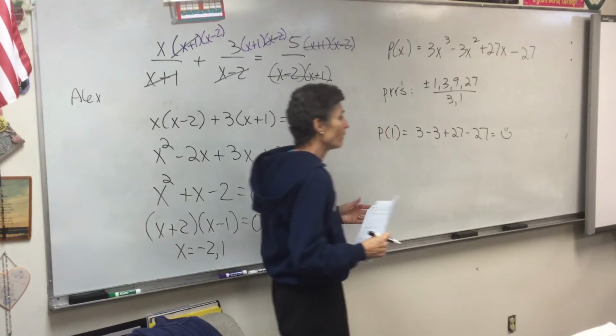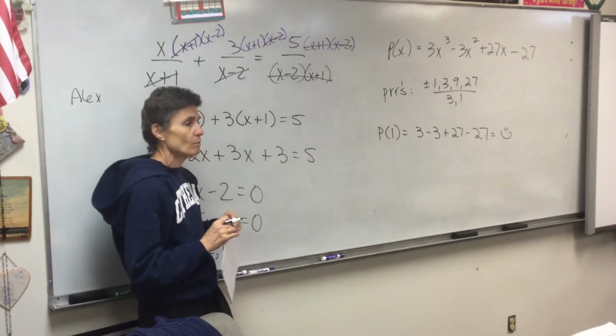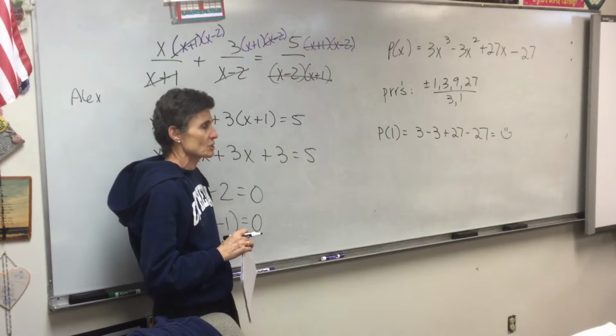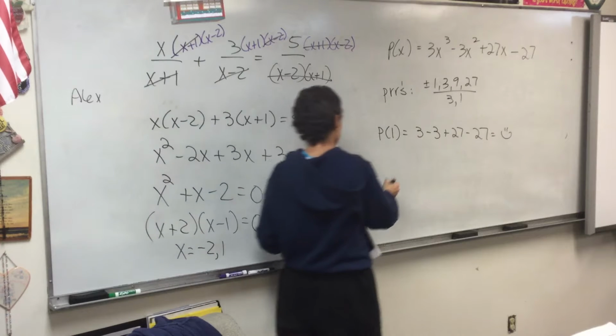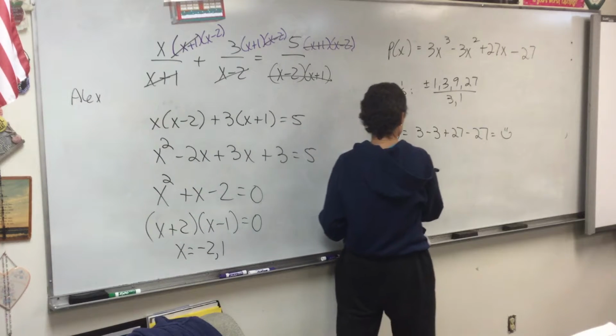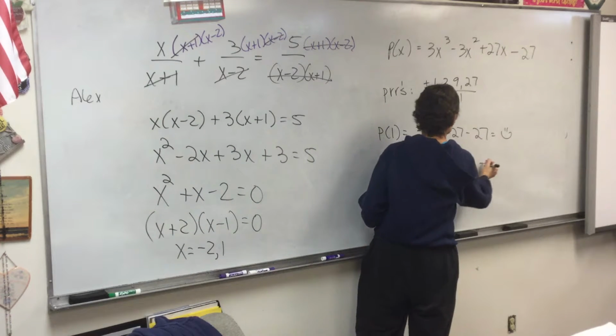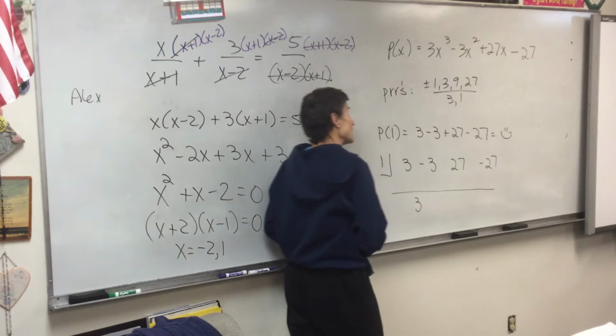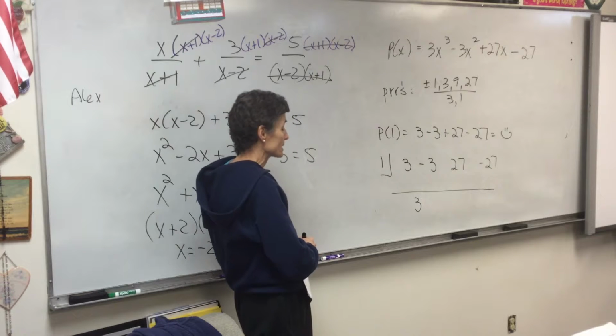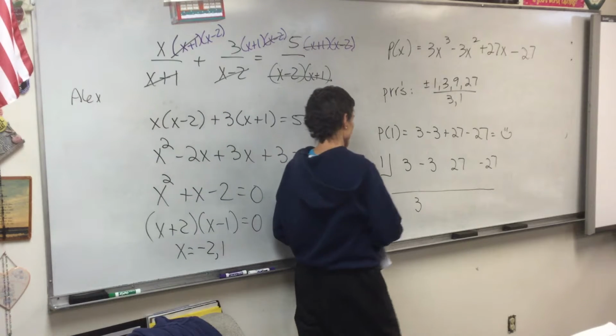So what do we do? Now I know that one of them is 1, because 1 gave me 0. So what do I do with it? I divide it out. So let's divide it out. And again, make sure when you're doing your synthetic division that if any powers are skipped, make sure you put in zeros.